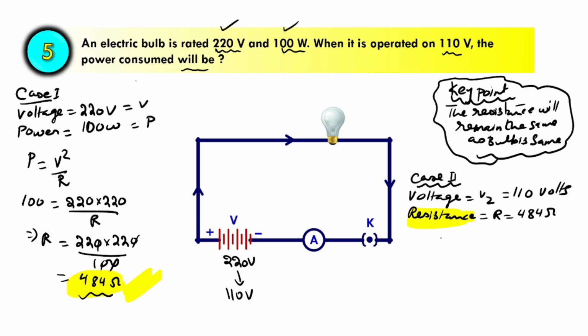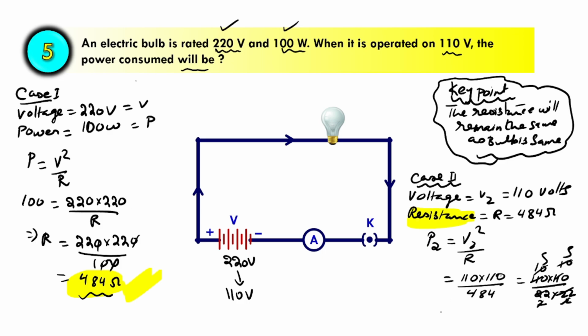Now what is the relation between power and voltage? We know that in this case this is power 2 and that is equal to V2 square divided by R. Now V2 I know, that is 110 into 110 divided by 484, or I can write 484 as 22 into 22. So we can cancel out with 11. This becomes 10 times and this also becomes 10 times, and here I am left with 2 and 2. So this will cancel out 5 times and this is also 5 times. So total it is equal to 25 watts.